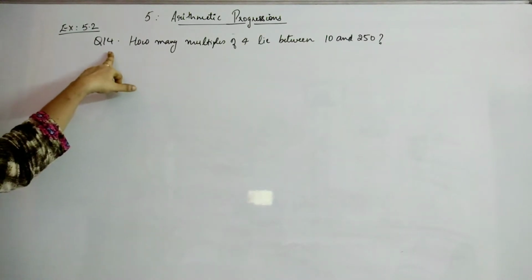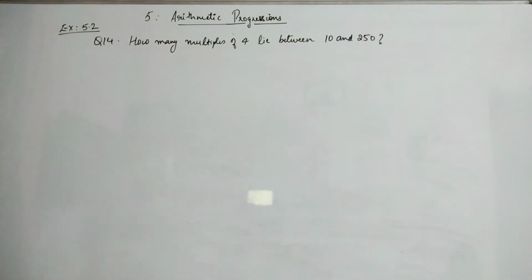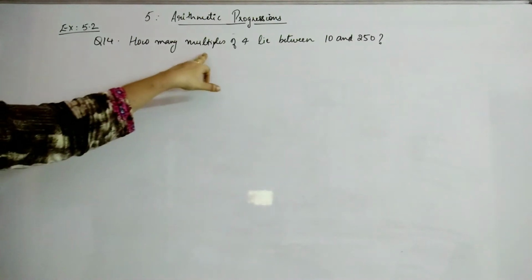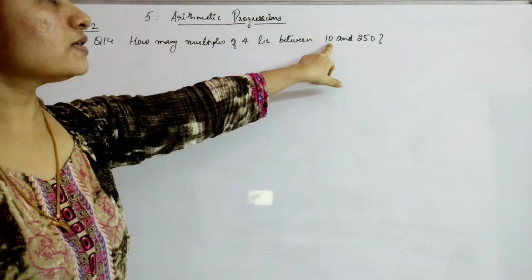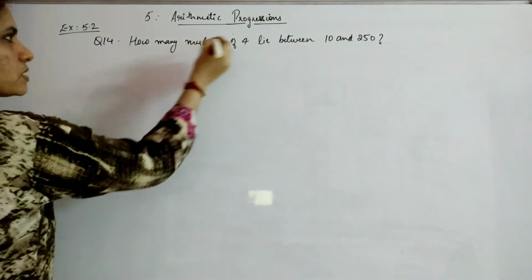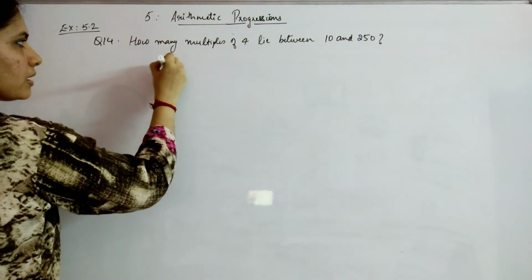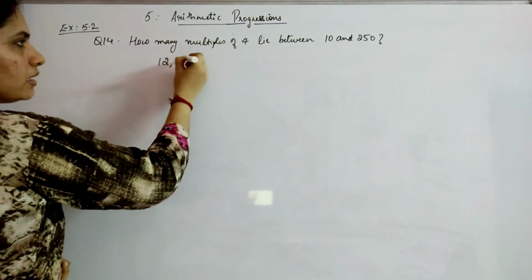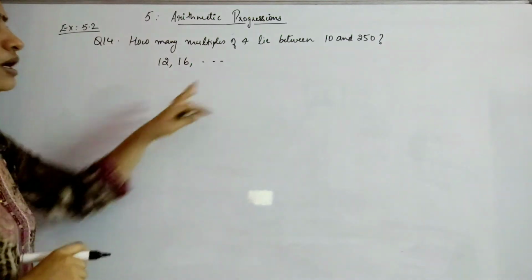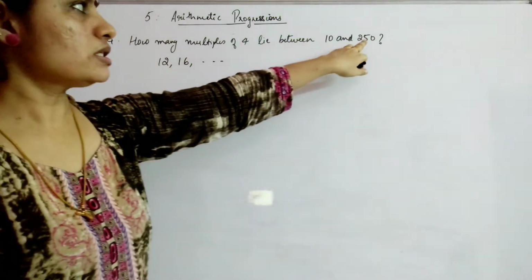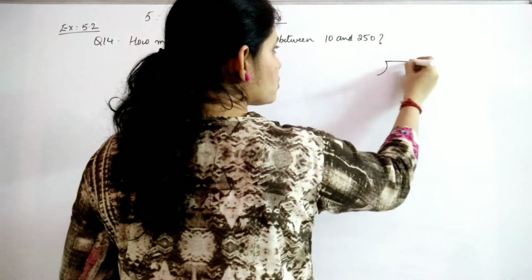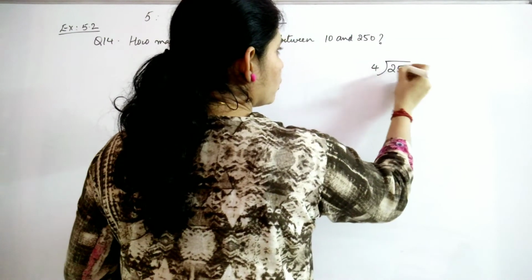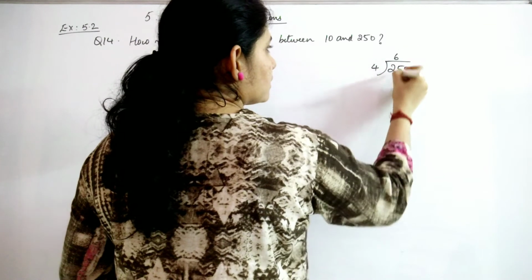Next question, question number 14: how many multiples of 4 lie between 10 and 250? Now again, going for the multiples of 4, from 10 it is easy for you to tell the first number which is a multiple of 4, that can be written as 12. Next will be 16, etc. But you have to find out the last term also, because it is between 10 and 250. So we will use the same process, which is divide your 250 by 4. So we will get how much?